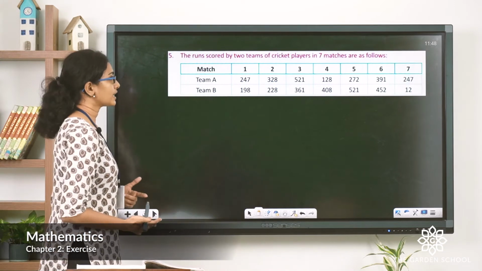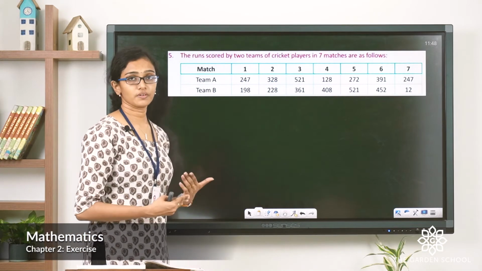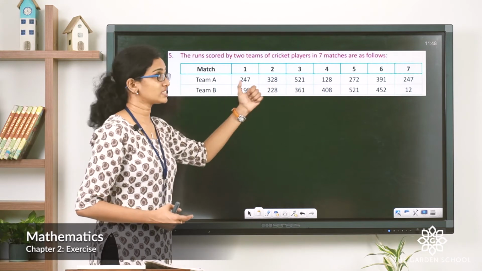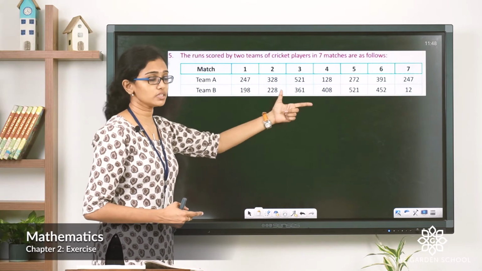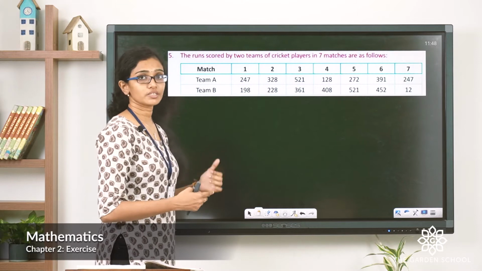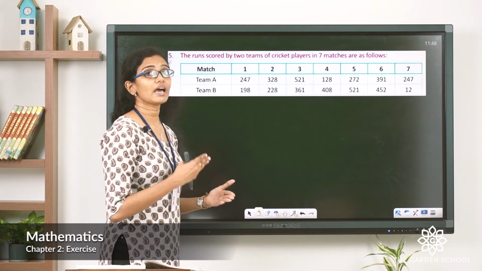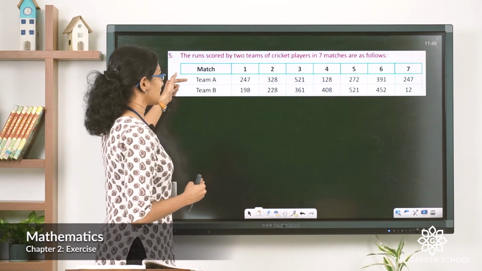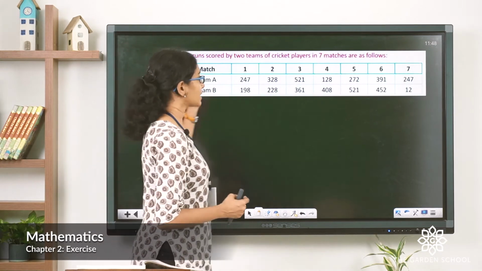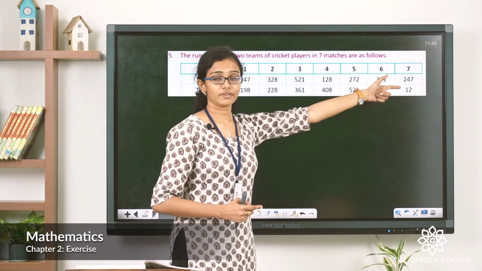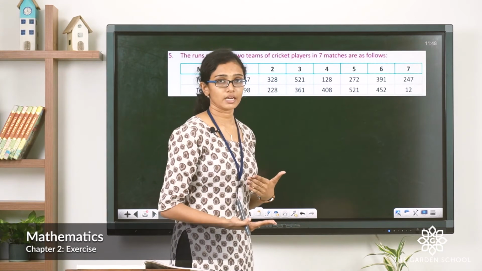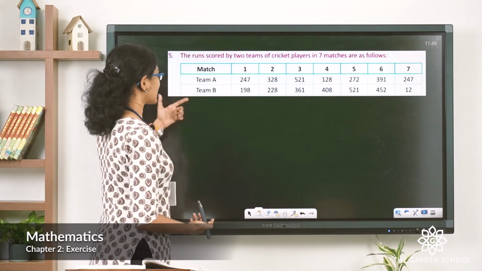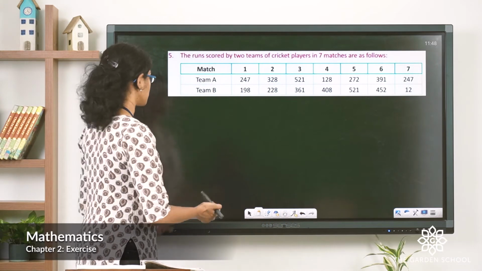So how do you find which team's performance is better? You have a set of 7 values here, or 7 scores from the 7 matches. To find the performance, we have to find out the average score, right? So how do you find the average score? For team A, you have to add up all the scores they got in the 7 matches, then divide that by the number of matches, which is equal to 7. The same is the case with team B also.